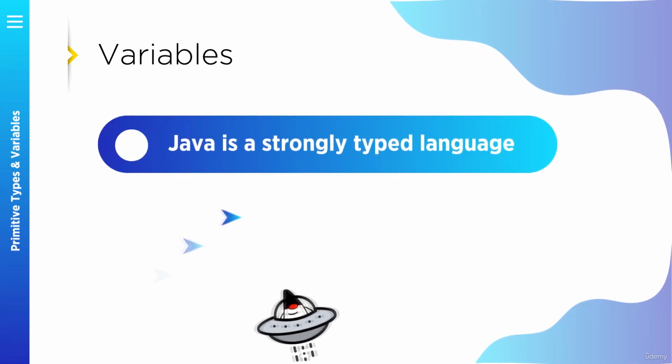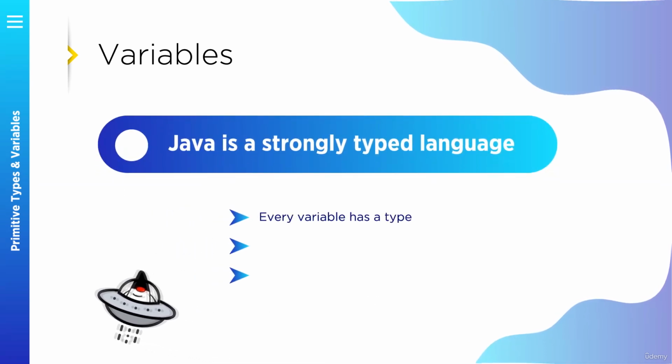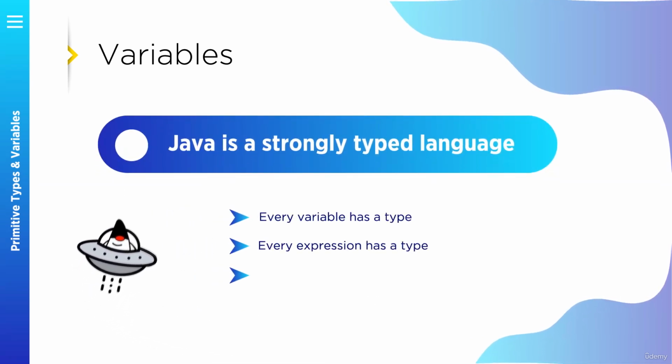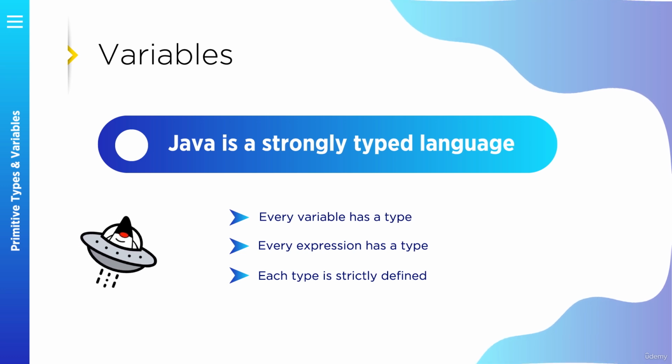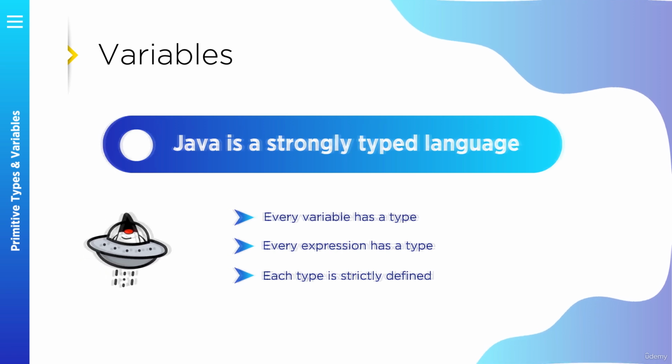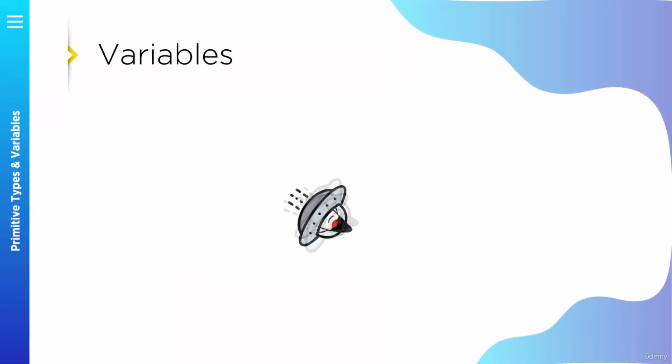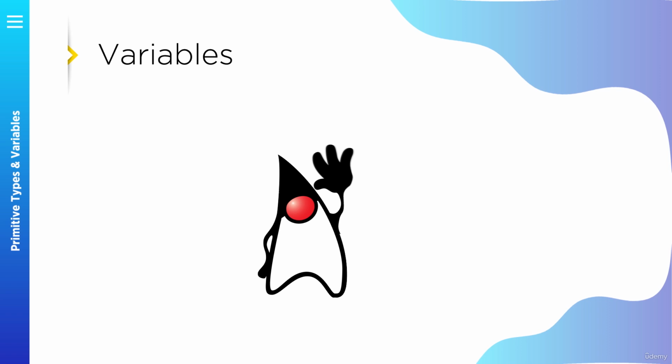What does it mean? It means that every variable has a type, every expression has a type, and each type is strictly defined. Also, all assignments, including parameter passing to the method call, are checked for type compatibility. The Java compiler checks all expressions and parameters to ensure that the types are compatible. In case of any type mismatch, programs simply won't be compiled. We will also learn in this lesson how type conversion works in Java.